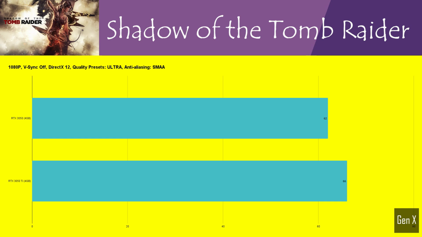Shadow of the Tomb Raider was tested using ultra settings. The RTX 3050 scored a solid 62 frames per second on average with the game's built-in benchmark. The RTX 3050 Ti received 66 frames per second using the same settings. This represents a 6% difference.